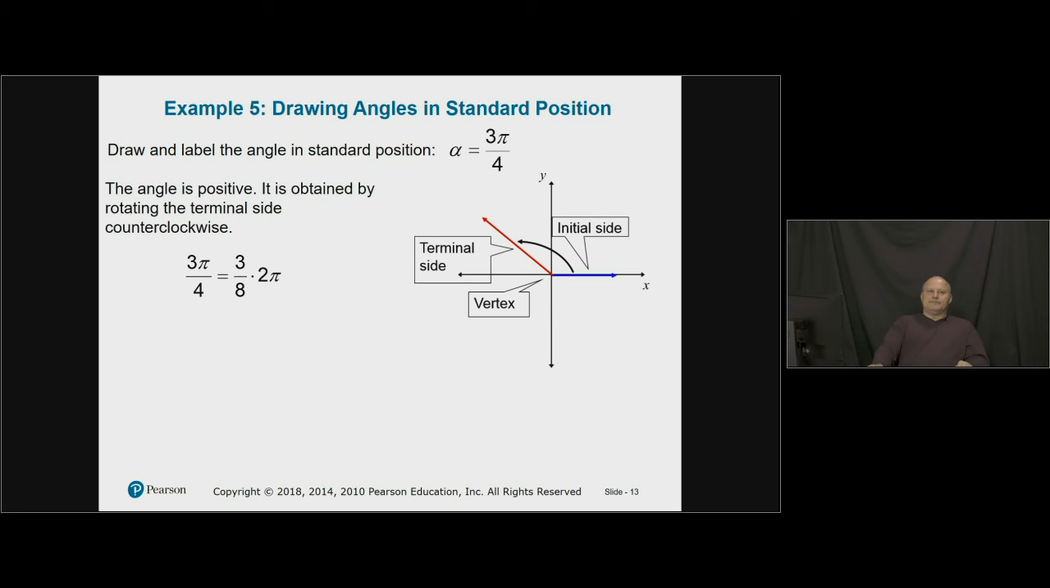Do you know why? Because 3/8 times 2 is 6/8, reduced to 3/4. You're like, why are they doing it that way? It's because we know 2 pi is a complete revolution. So they want you to go 3/8 of a complete revolution.